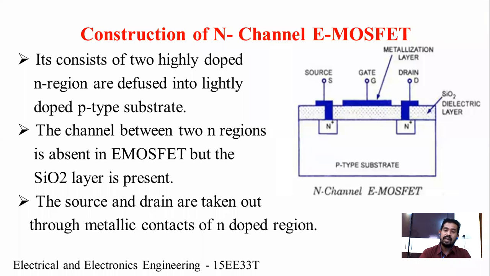Let me go for today's class, that is the construction of N-channel E-MOSFET. E-MOSFET means enhancement mode MOSFET. It consists of two highly doped N regions that are diffused into a lightly doped P-type substrate. In this figure, you can see the two highly doped N regions. N plus indicates the highly doped N regions 1 and 2.